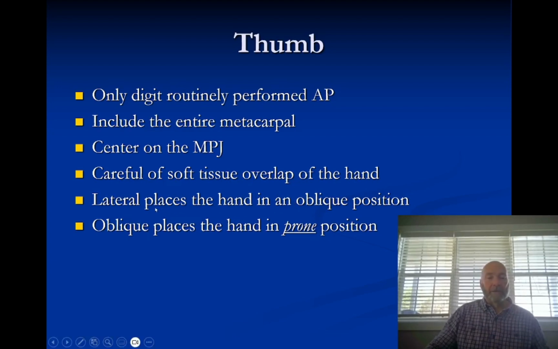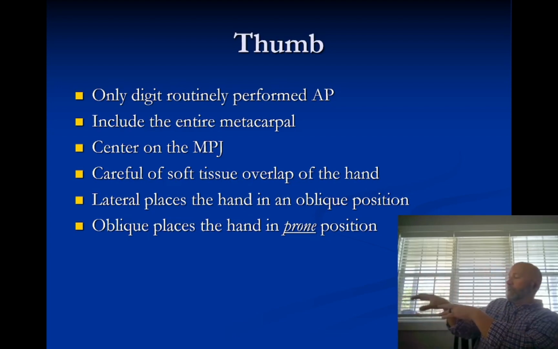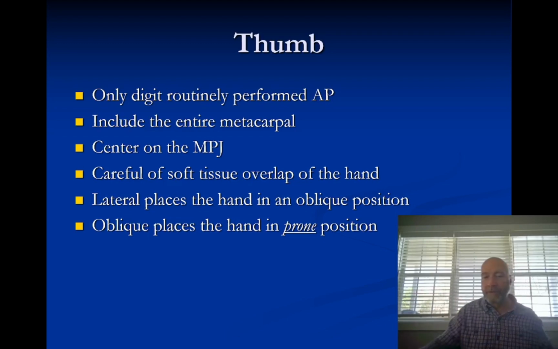So a couple of things. One, oblique. We already took a look at that. The oblique of the thumb, the hand is in the prone position for the oblique of the thumb. And for the lateral, since we're already in an oblique, all we're going to have to do is just bend the fingers up a little bit. And that should give us a good lateral of the thumb. Keep in mind that as we oblique up, we're going to have some more soft tissue over the proximal end. So we want to abduct the thumb to make sure that we don't run into that problem.